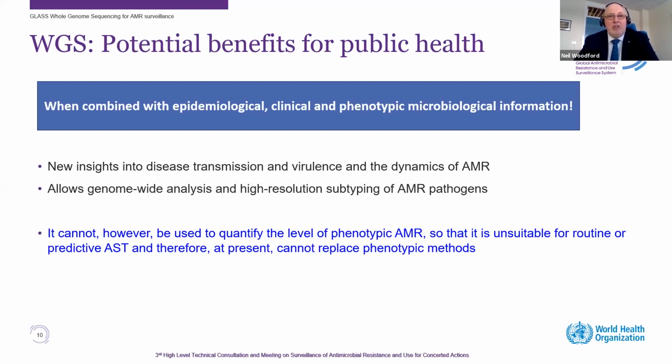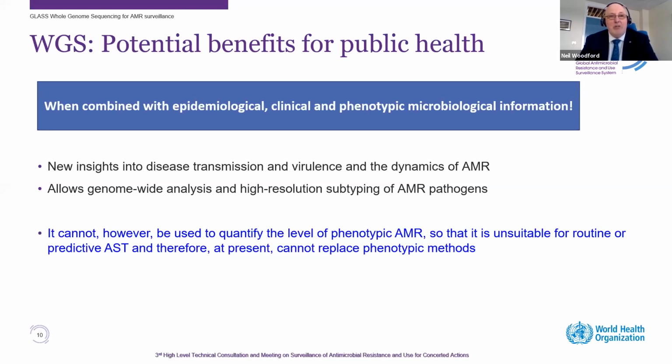So for whole genome sequencing to have greatest impact on public health, it has to be combined with other data. You have to be able to interrogate the whole genome sequence to pull out the information of interest, but then you need to combine it with the epidemiological information, the clinical information, and the phenotypic microbiological data. And we've already heard today how we have to remember constantly that ultimately there are patients in beds, and even for surveillance, we are trying to generate data that will improve the treatment of those patients.